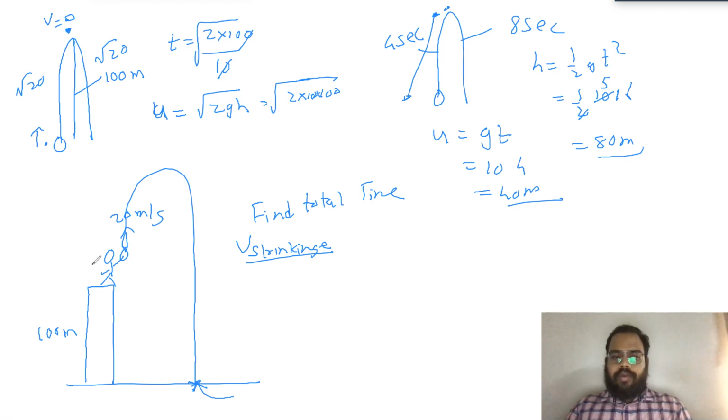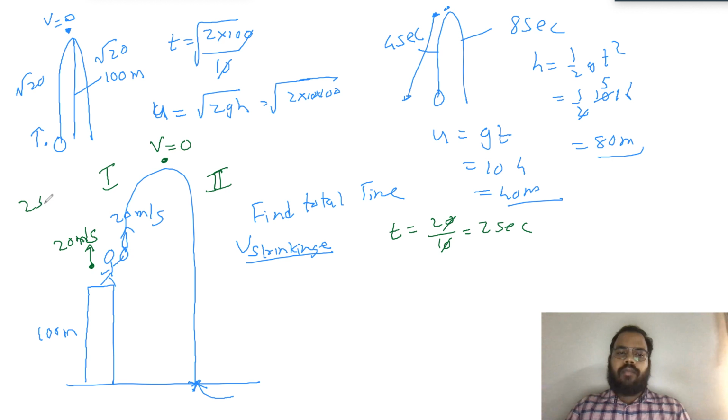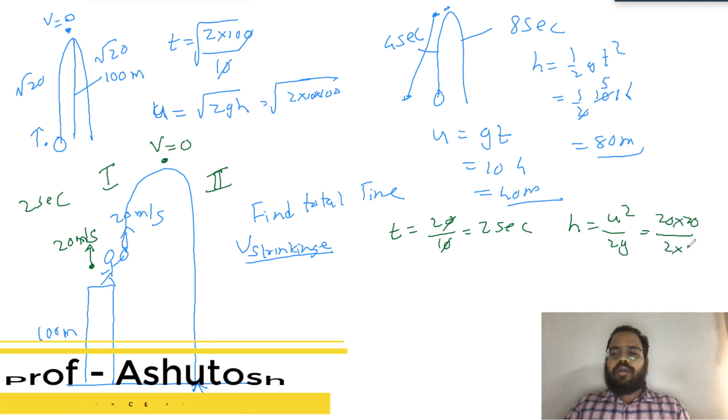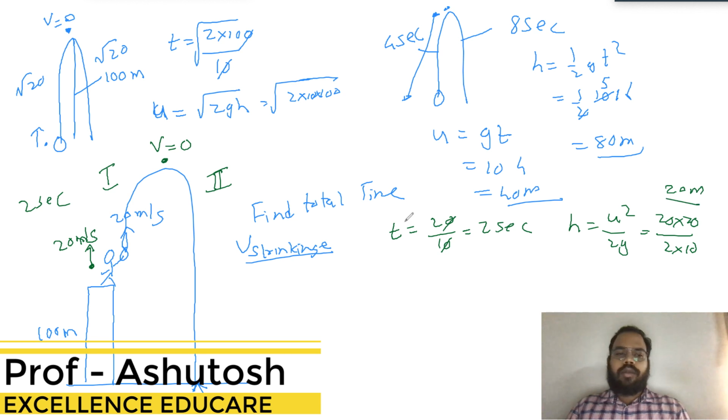Now in this we'll choose this point because velocity is known, that is 20 meters per second, and I'll choose this point because here velocity is 0. So I'll divide this into part 1 and part 2. In part 1 velocity is given. If velocity is given, then time is u by g. So it will be 20 by 10, that is 2 seconds. So from here to here my time will be 2 seconds. And height will be u square by 2g, that will be 20 into 20 upon 2 into 10, so that will be 20 meters. So this height is 20 meters.